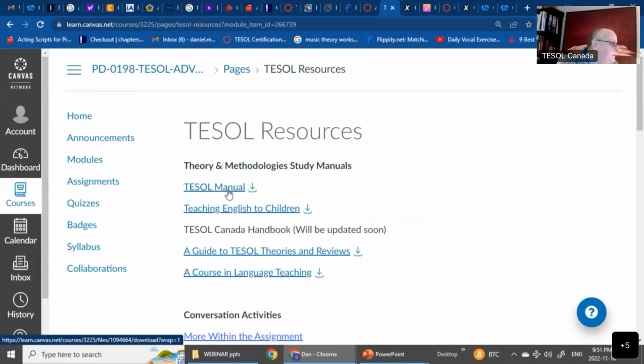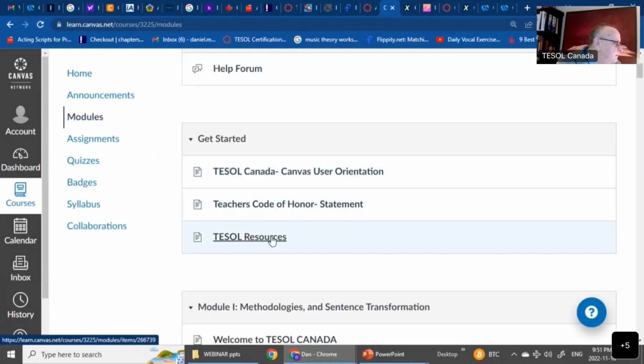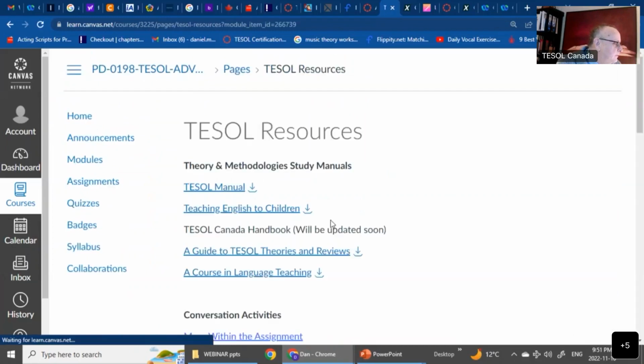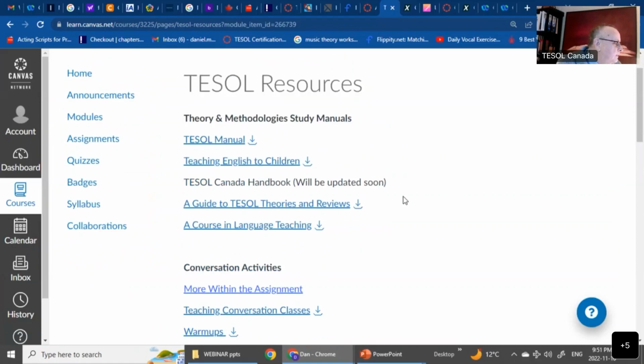But download the TESOL manual because it has a lot of very good information in it that you can use to help support your studying and to help with your assignments, your essays, and those types of things. So go to the resources tab under the modules, on the main menu under modules, go to this TESOL resources button and specifically download the TESOL manual. And then go back, check back periodically when the TESOL Canada Handbook is available, download it as well.